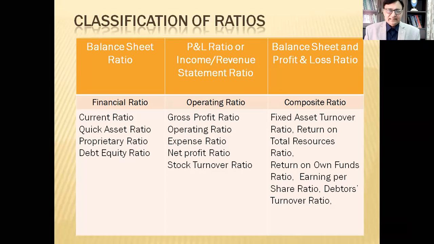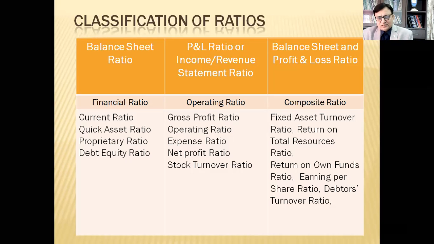So proprietary ratio: how much percentage of total assets is owned by the proprietor? Both the figures are lying in the balance sheet. Debt equity ratio: both the figures of debt and equity are lying in the balance sheet. Therefore, these are called balance sheet ratios. Similarly, we have profit and loss account ratio or trading profit and loss account ratio.